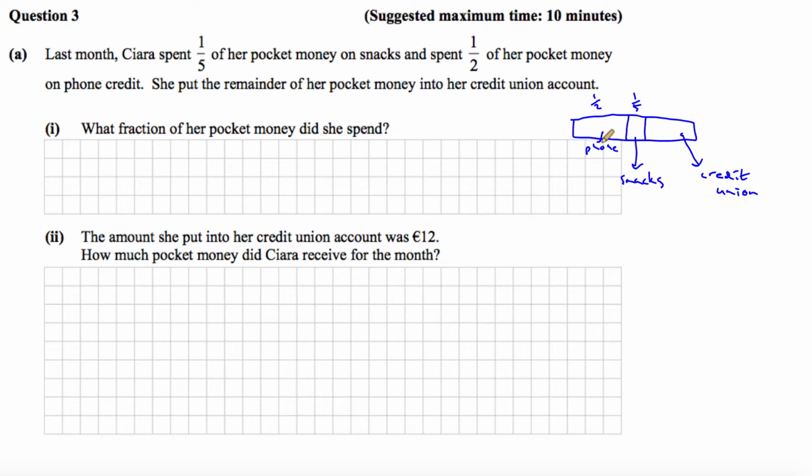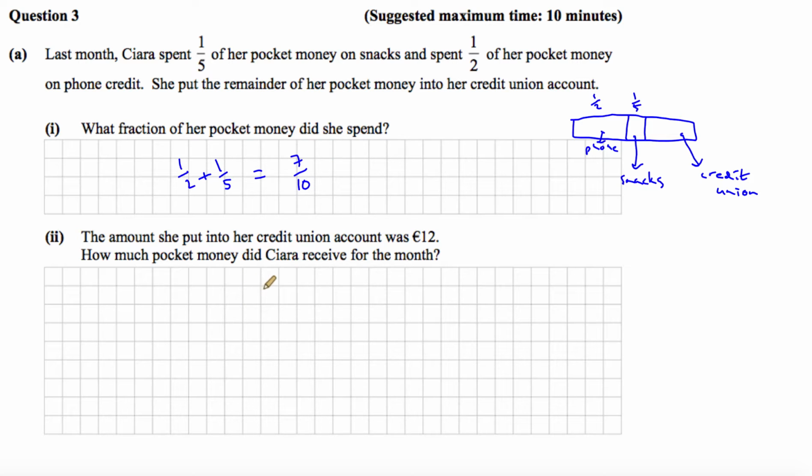So it's always good with questions like this just to visualize what's happening. So the question is, for part 1, what fraction of her pocket money did she spend? So in other words, she spent 1/2 and 1/5 on phone and snacks. So what's 1/2 and 1/5 as a single fraction? So we just add 1/2 plus 1/5. And you can just do this on your calculator and we get 7/10. So that's the fraction of her pocket money that she spent.